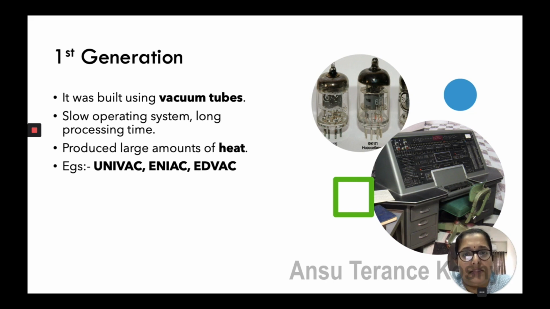Slow operating system. It used to take a lot of time to process data. So it had a longer processing time due to slow operating system. Produced large amounts of heat. Since a lot of parts were being used at the same time, a lot of heat was emitted. Examples are UNIVAC, ENIAC, and EDVAC.